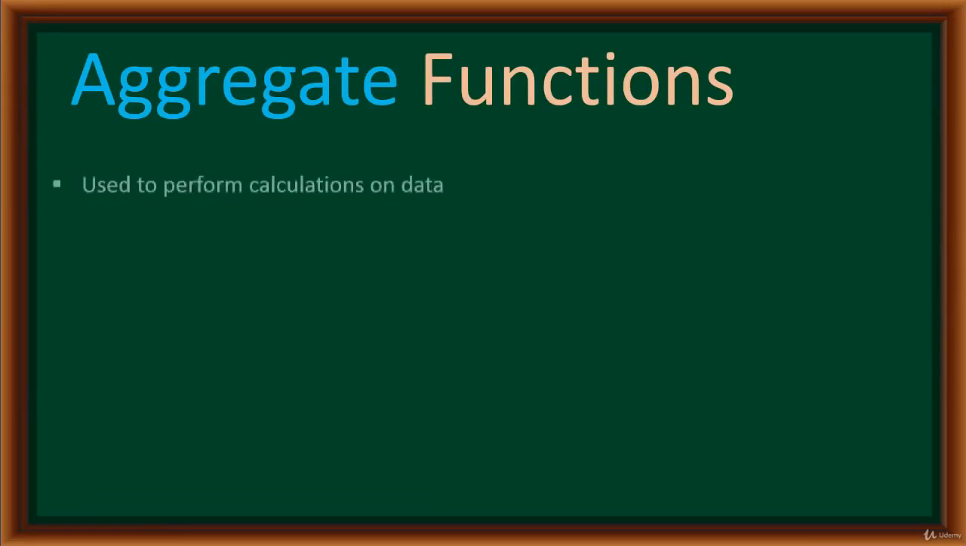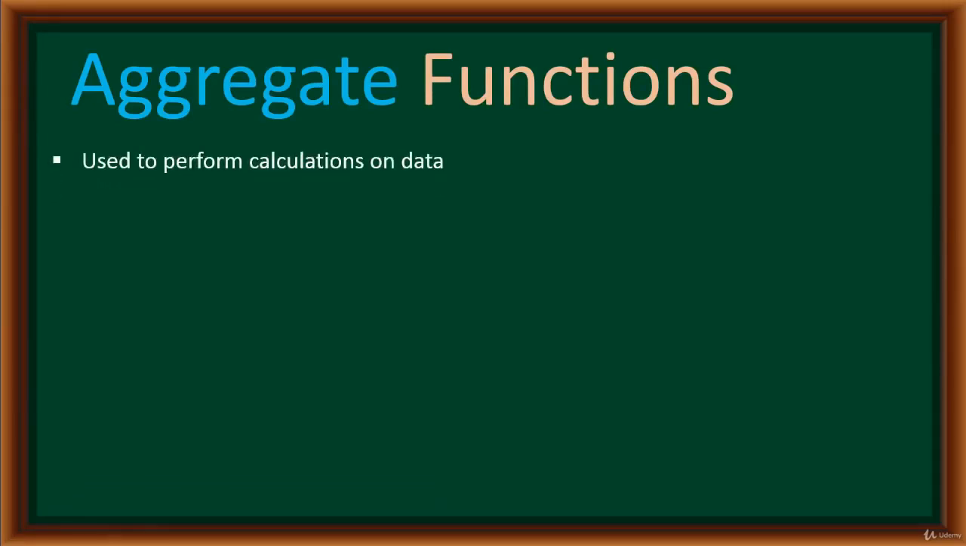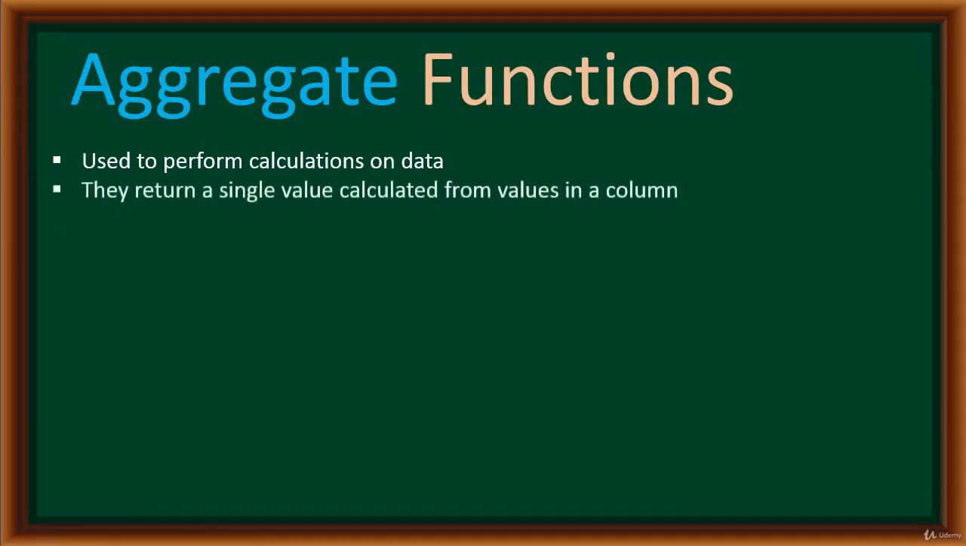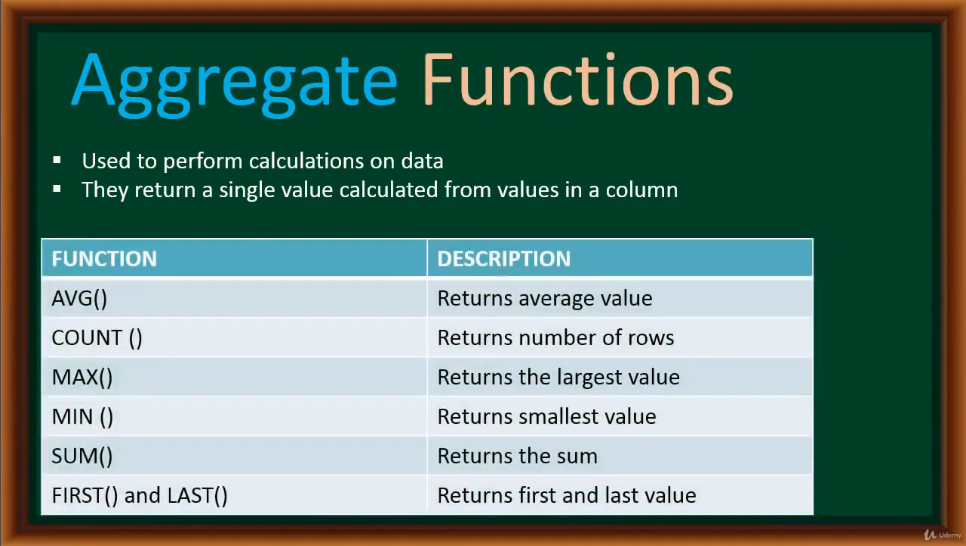What are aggregate functions? Aggregate functions are basically used to perform calculations on data. Aggregate functions mostly return a single value based on calculations from the columns. So the data returned by an aggregate function is a single value, but calculated from the values in a column. Let's have a quick look at a brief table showing some aggregate functions.